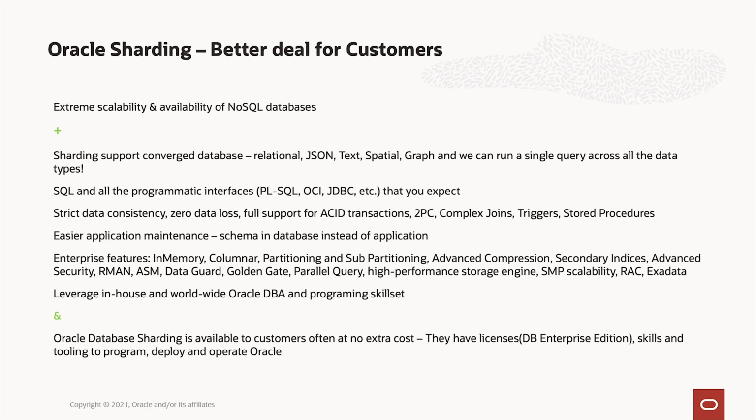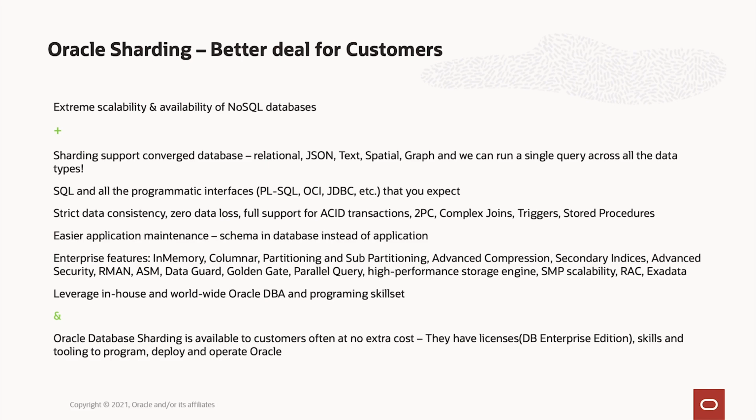And of course, Oracle Database supports all the enterprise-grade features. All of these capabilities are available with Oracle Sharding. Things like in-memory, columnar, partitioning, sub-partitioning, compression, secondary indices, advanced security, backup and recovery, storage management, Data Guard, GoldenGate, parallel queries, high performance storage engine, running the shards on RAC, Exadata, all of that. So you can have all of that available with Oracle Database Sharding. And of course, you already know how to provision an Oracle database and program against the Oracle database, so you can continue to use that.